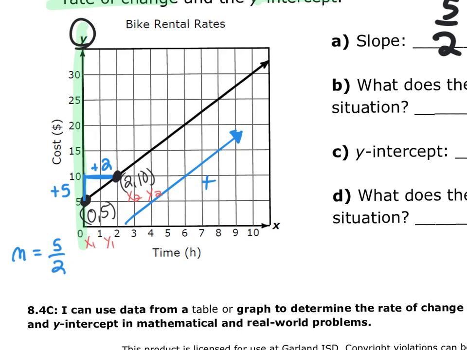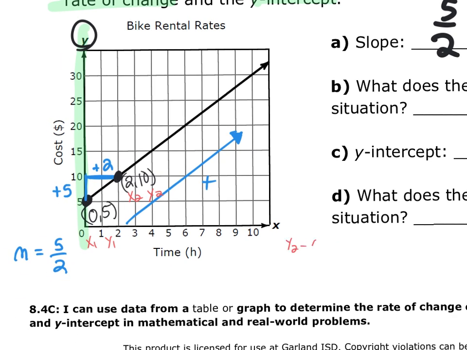Okay, so let's do it. We need to do y2 minus y1 over x2 minus x1. Have you guys noticed that I write that a lot? I want you to write that a lot too. Whenever you calculate the slope using the formula, please write the formula down. Okay, y2 is 10, y1 is 5, x2 is 2, x1 is 0.